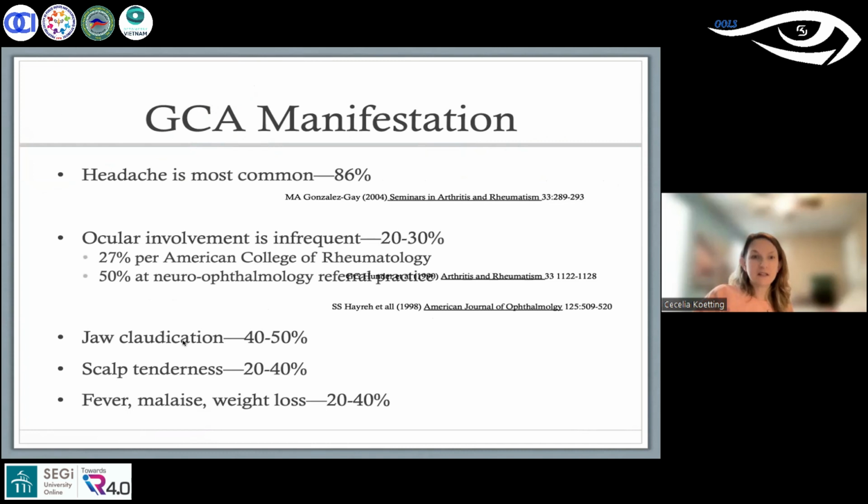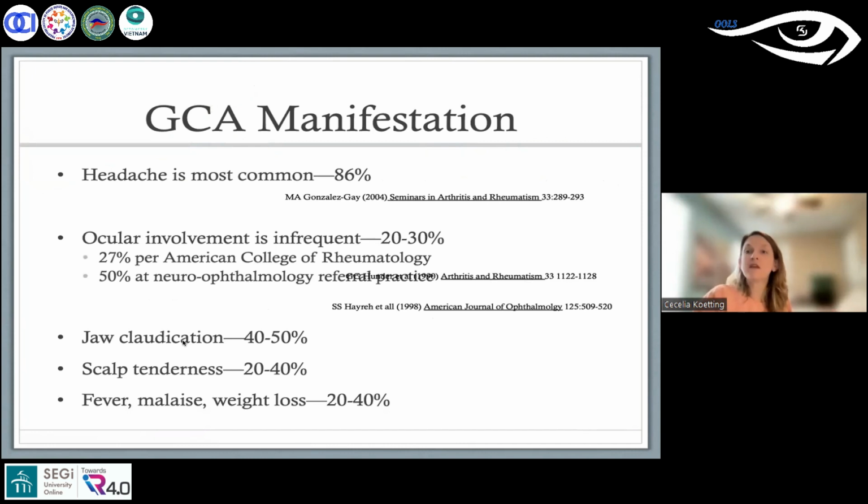So, manifestations within the complaints of what the patients are going to notice. Headache is the most common at 86%. Ocular involvement is actually only 20 to 30%. It's not very much. We'll talk a little bit about the percentages in relation to the biopsy in just a second, but only about 40 to 50% are going to have that scalp tenderness. Again, that 20 to 30% ocular involvement.